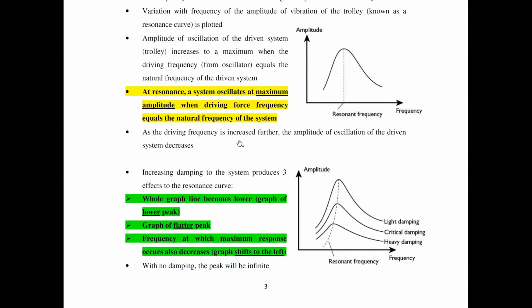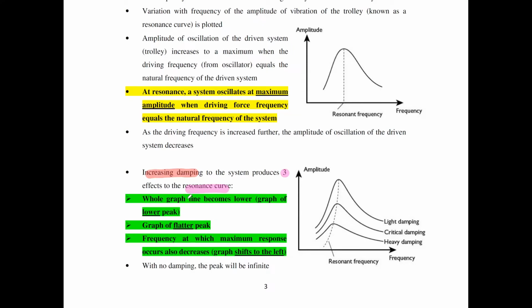Now regarding your resonance curve, you are supposed to know the effects of increasing the damping on your resonance curve. Increasing damping to a system that's oscillating tends to produce these three effects on your resonance curve. Number one, when you have increased damping, your whole graph becomes lower. Number two, your graph becomes flatter. Let me just note this.